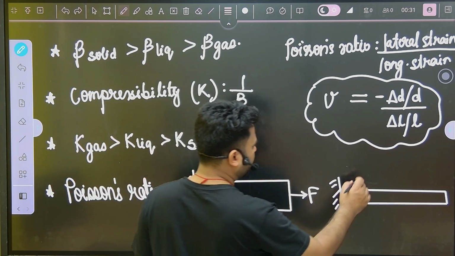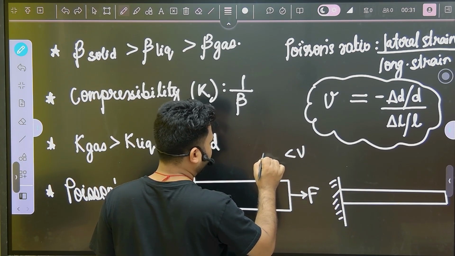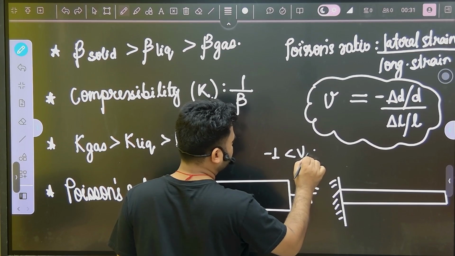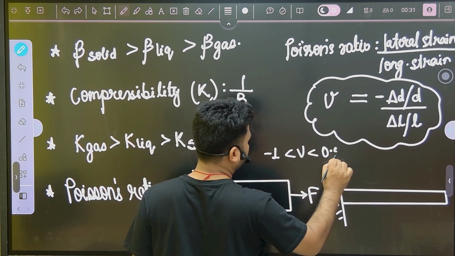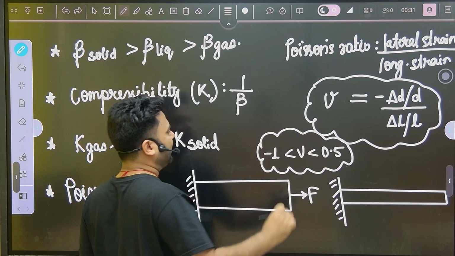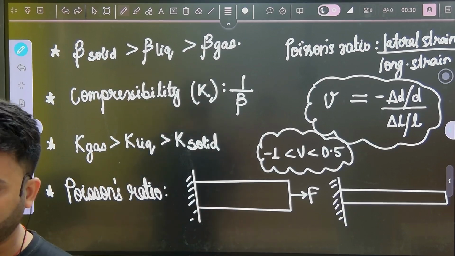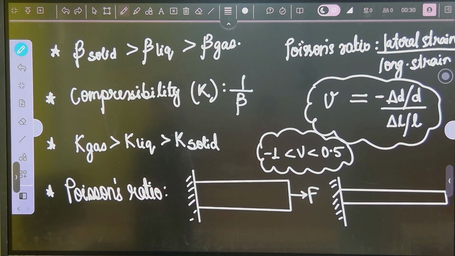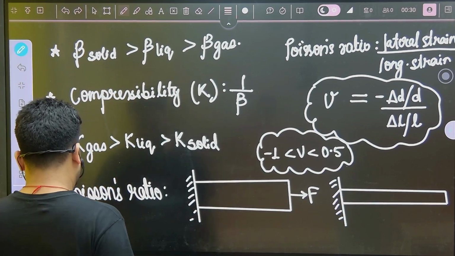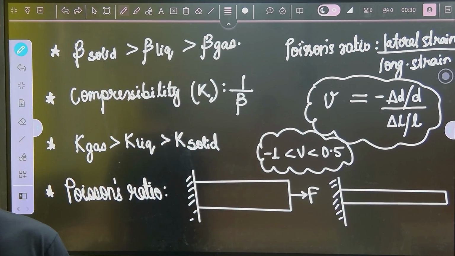Always remember that Poisson's ratio lies between minus 1 to 0.5. This is the limit of Poisson's ratio. The maximum value can be 0.5, the minimum value can be minus 1. Sorry. Correct?